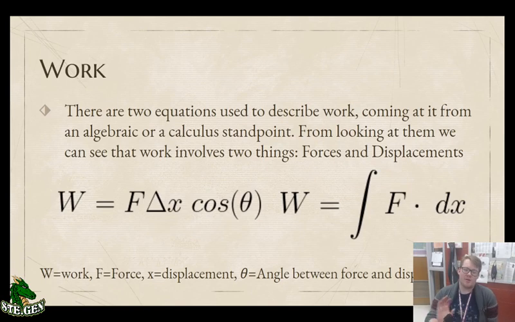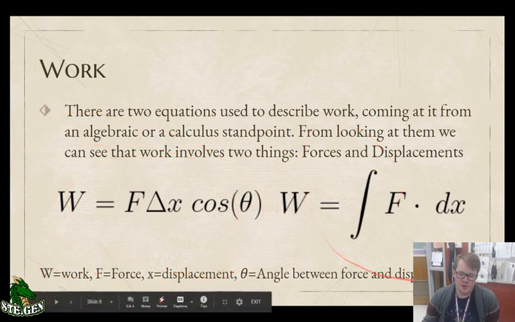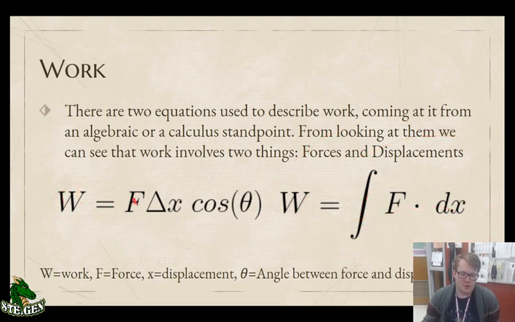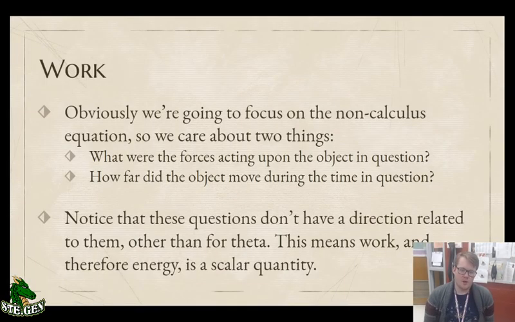So let's look at an example to try to actually explain what's happening. We're going to jump the gun here because explaining it is just so difficult. There are two equations we use to describe work, depending on whether you come at it from a calculus or an algebra standpoint. We're going to stick with the algebraic version, but if you like calculus, it's basically going to be the same thing. Work is equal to the force times the change of displacement, or how far it moves, times cosine theta, where theta is the angle between the force and the displacement. So if you're pushing this way, but the thing is actually moving that way, that's the angle between them. We'll talk about that in a lot more detail in class. We're going to focus on the non-calculus version.